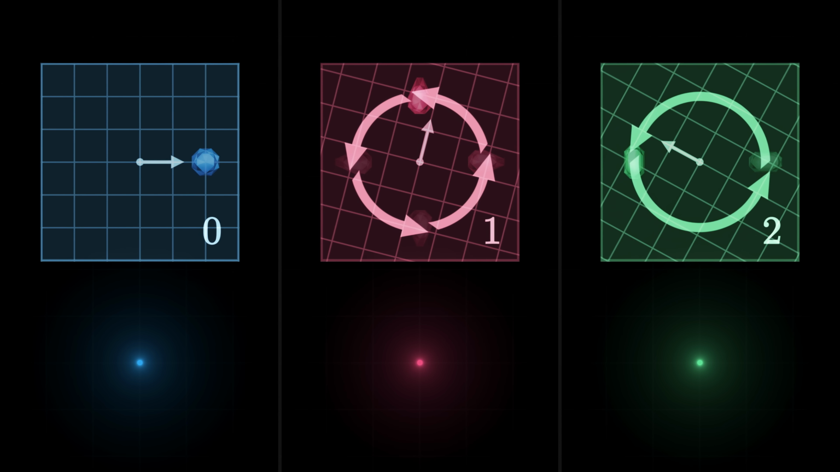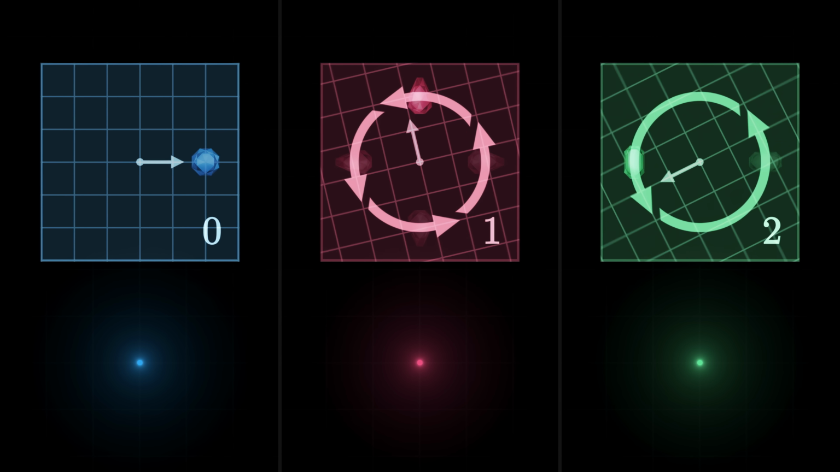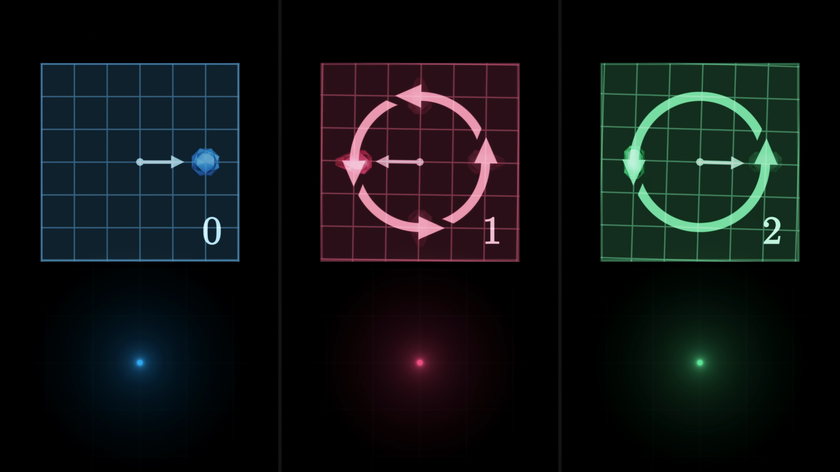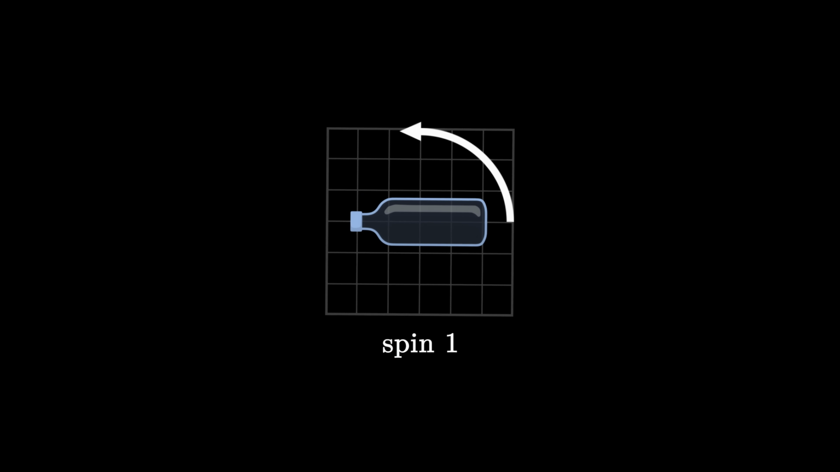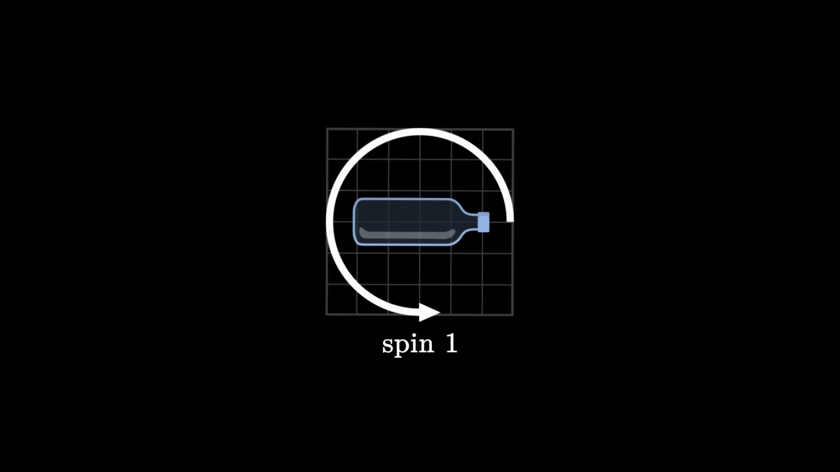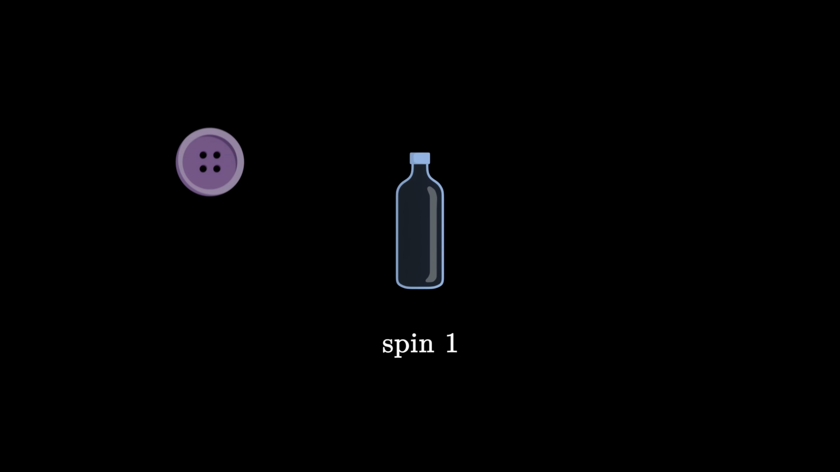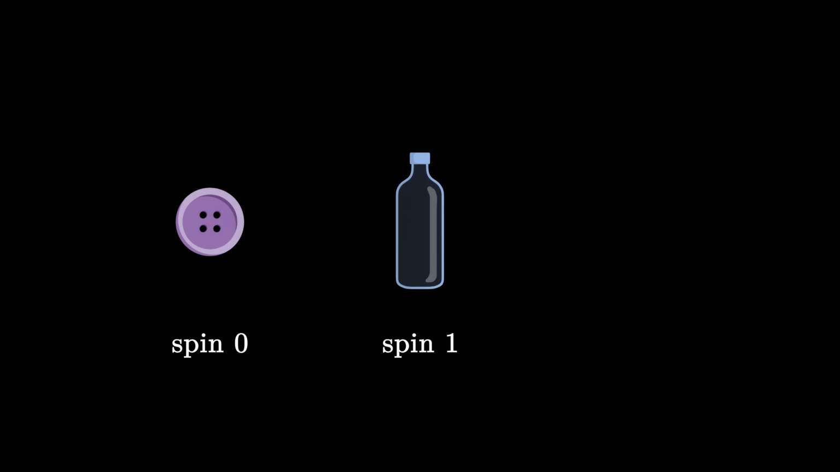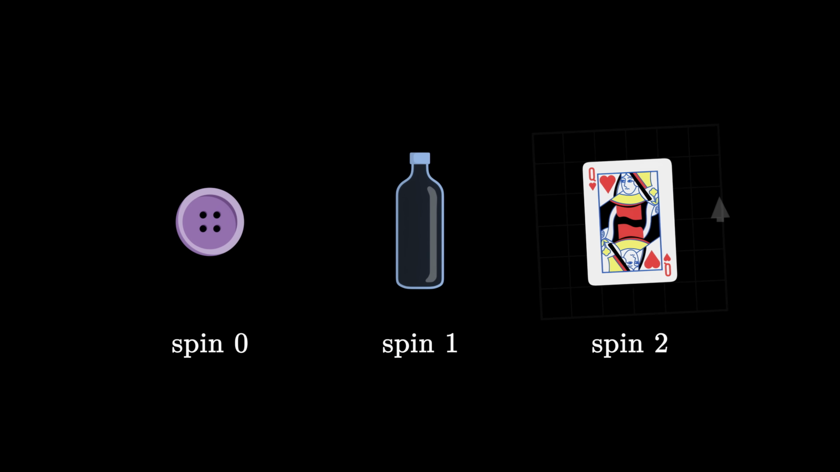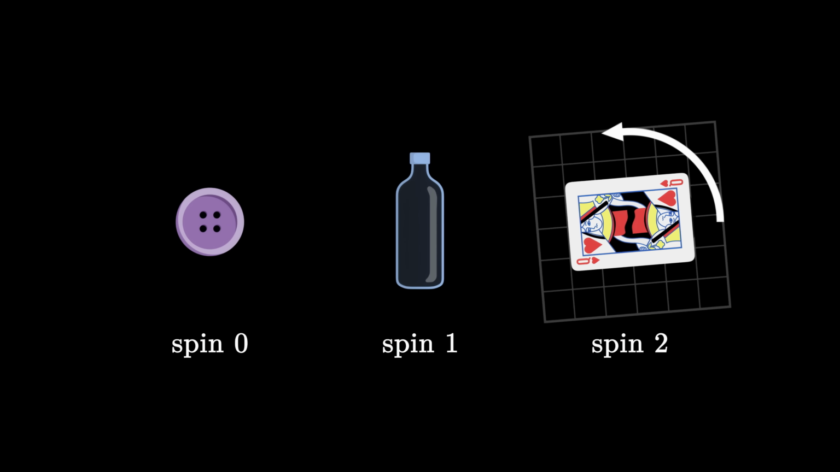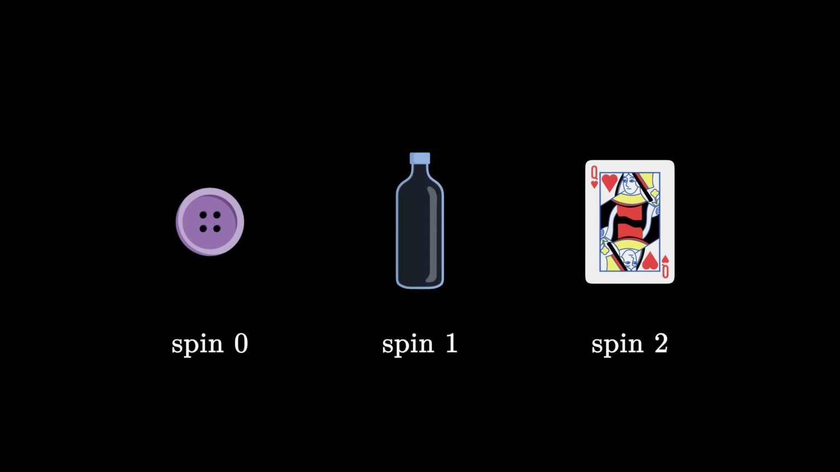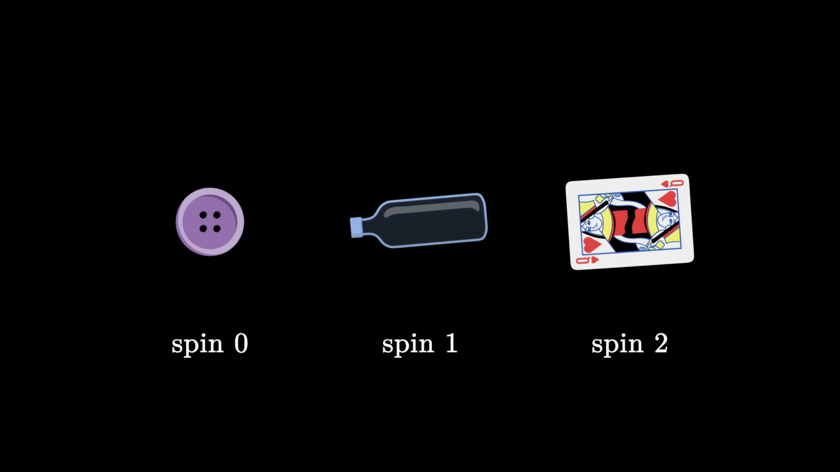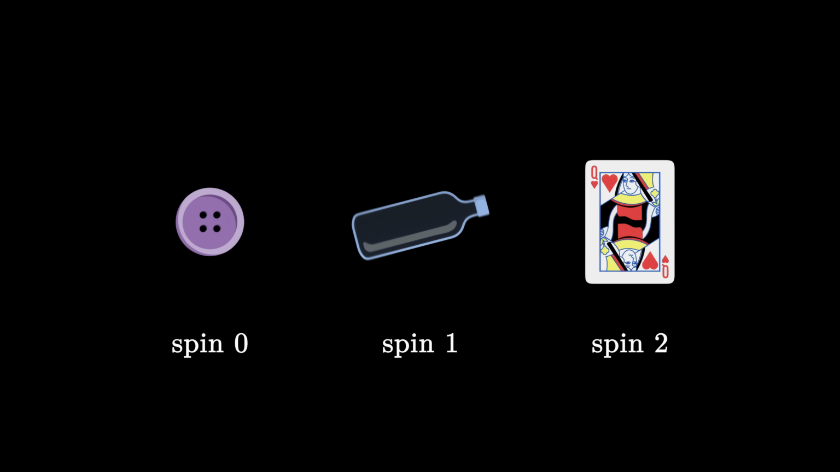The spin number is just a label to classify different behaviors when we apply a rotation to an object. This bottle has spin 1 because its state changes as fast as space. This button has spin 0 because its state doesn't change. And this playing card spin 2 because it comes back to its initial state twice as fast as space. To put it simply, the spin number of an object measures how fast it comes back to its initial state.